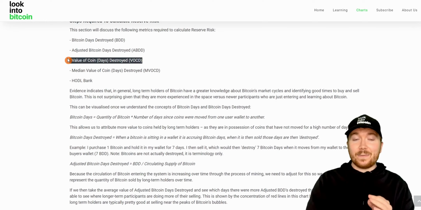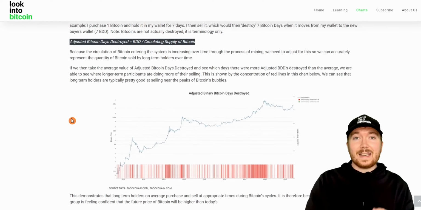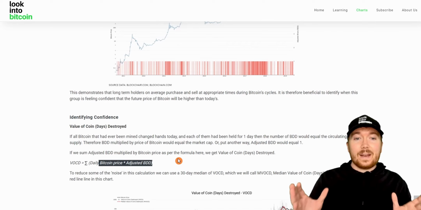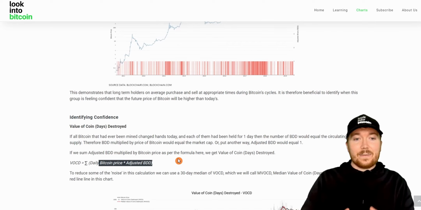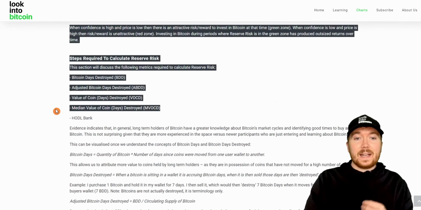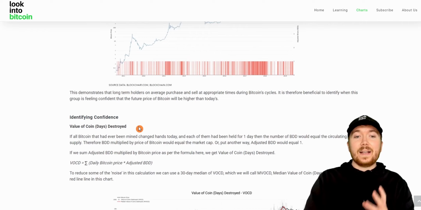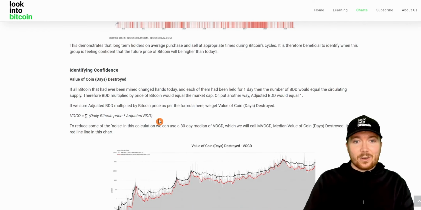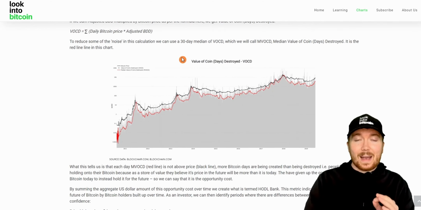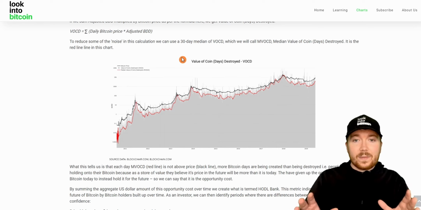We can then take the value of coin days destroyed, which is taking the adjusted Bitcoin days destroyed metric and multiplying that by the current price of Bitcoin. And then we can actually collate all of that value of coin days destroyed data to give us the value of coin days destroyed metric. And then the last thing we need is the median value of coin days destroyed, which is taking this value of coin days destroyed, which is the daily Bitcoin price, multiplied by the adjusted Bitcoin days destroyed, collating all of that data, and then if we take a 30-day median average of that, so just a 30-day average of that value, we get the median value of coin days destroyed.